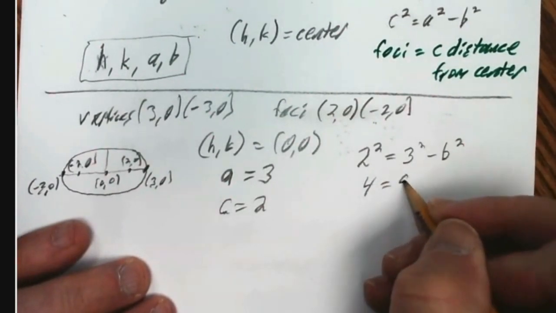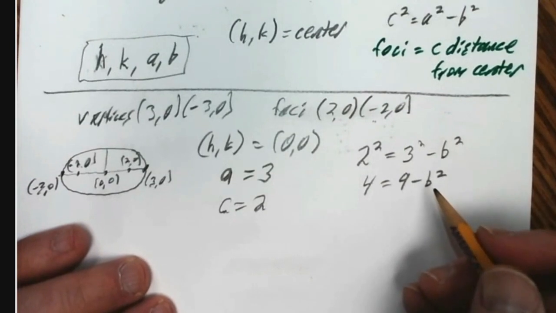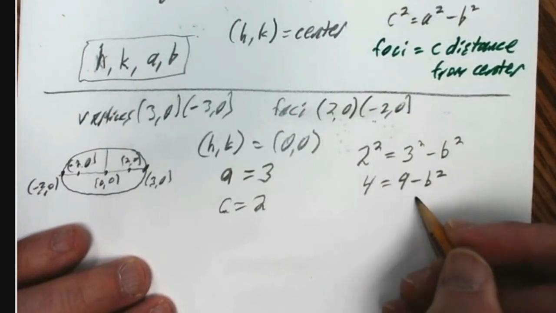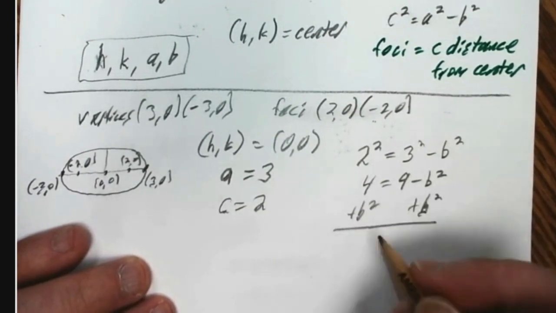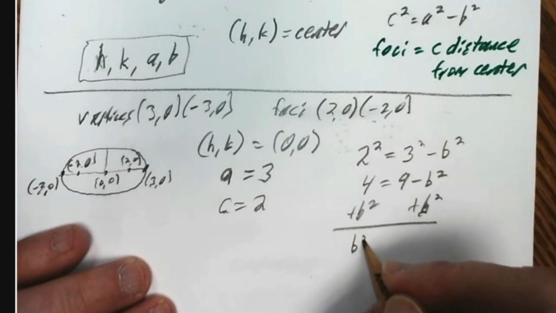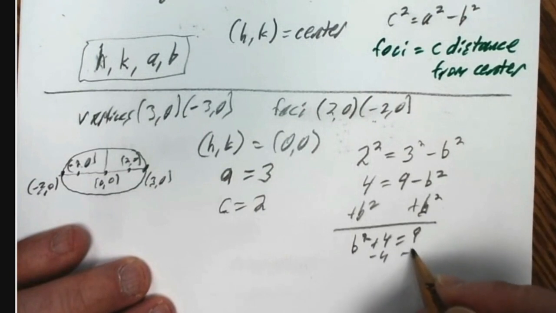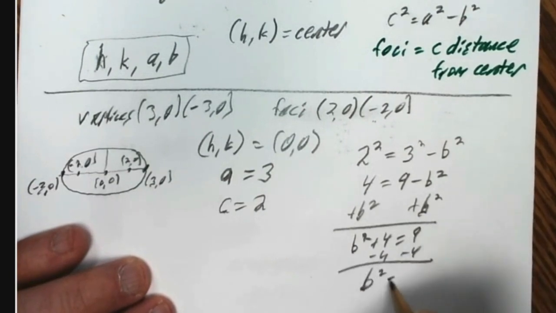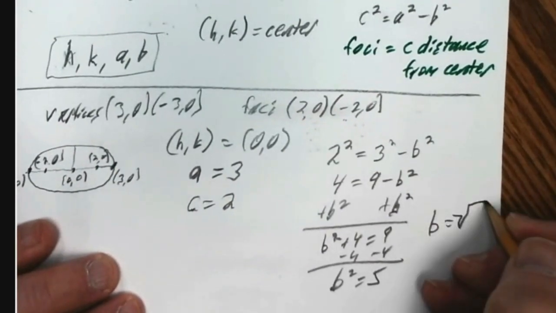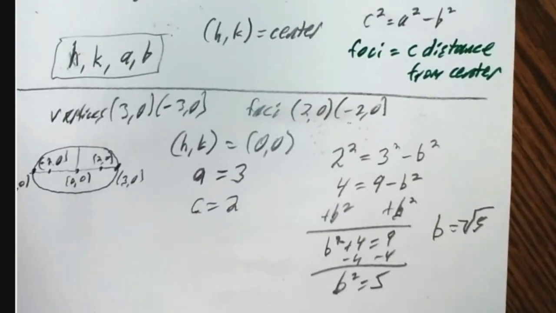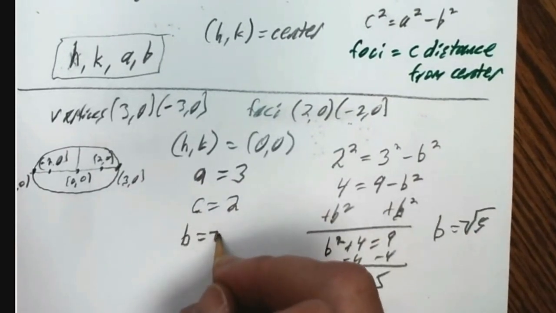4 equals 9 minus b squared. Okay, let's do this. Let's move b to the other side. Let's add b squared over here, just to make it positive. B squared plus 4 equals 9. Subtract 4. B squared equals 5. So b equals the square root of 5.